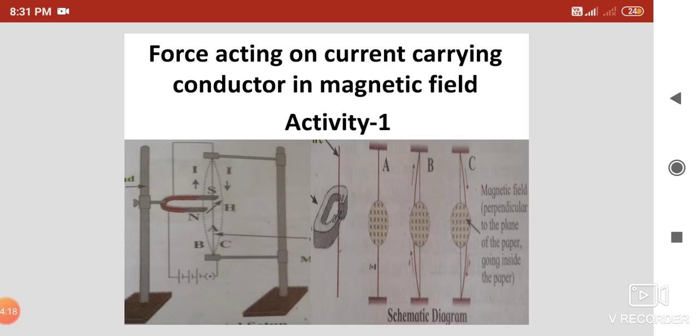Means what? If we want to get maximum force, then we have to keep the direction of current and direction of magnetic field perpendicular to each other. If both are perpendicular to each other, we will get the maximum force acting on the conductor. Now all these three, the direction of force, direction of current and direction of magnetic field, are related to each other and it is shown by Fleming's left hand rule. Let us discuss Fleming's left hand rule.